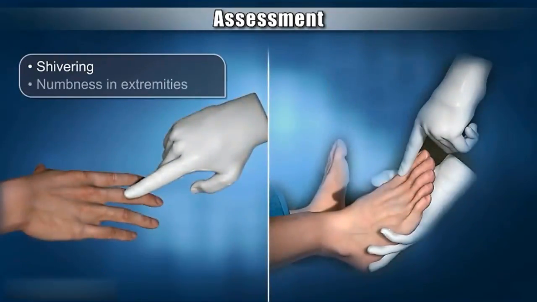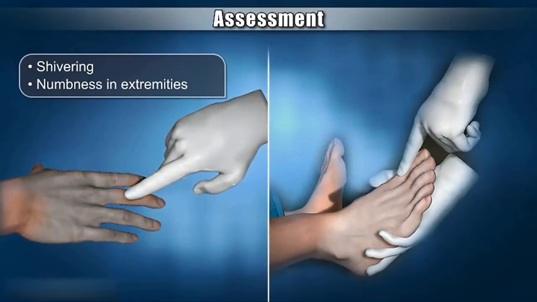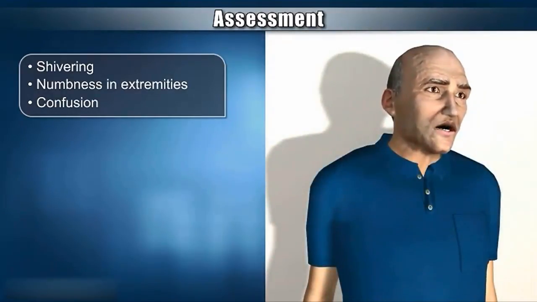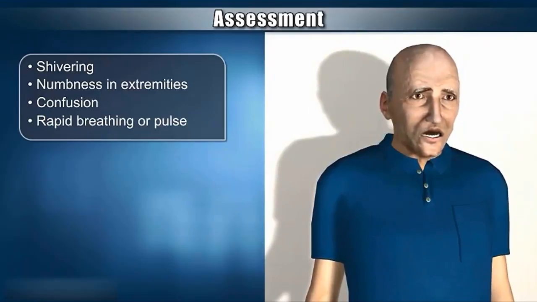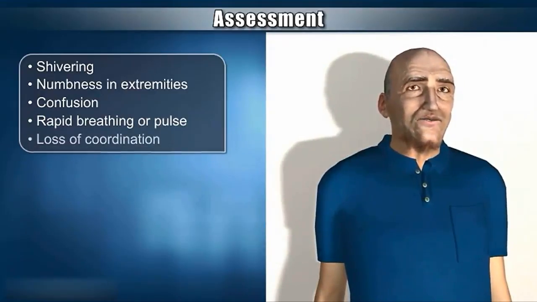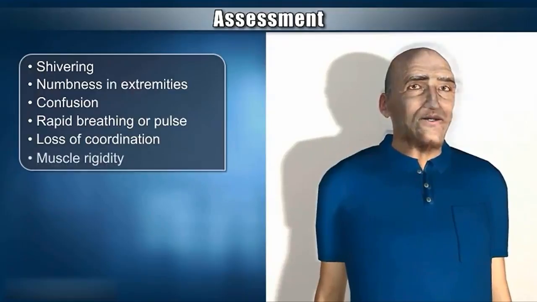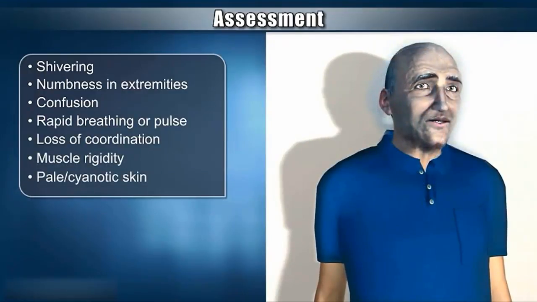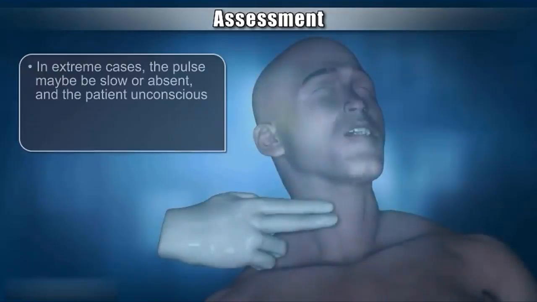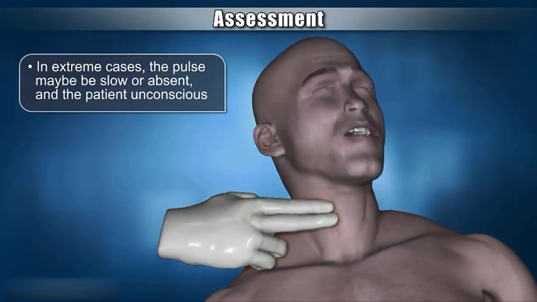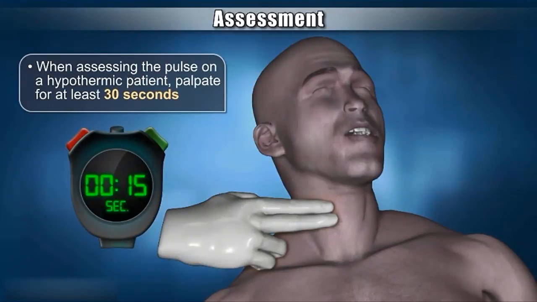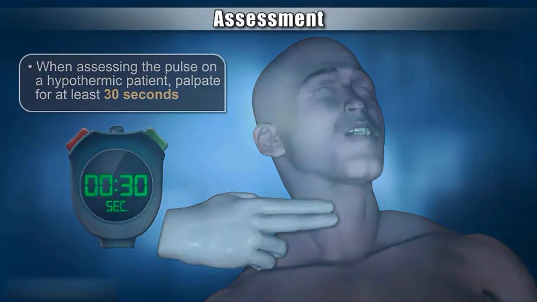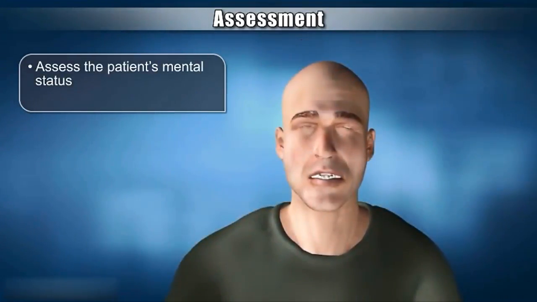Assess for shivering, numbness in the extremities, confusion, rapid breathing or pulse, loss of coordination, muscle rigidity, and pale or cyanotic skin. In extreme cases of hypothermia, the pulse will slow or be absent, and the patient may be unconscious. When assessing the pulse on a hypothermic patient, palpate for at least 30 seconds. Be sure to assess the patient's mental status.